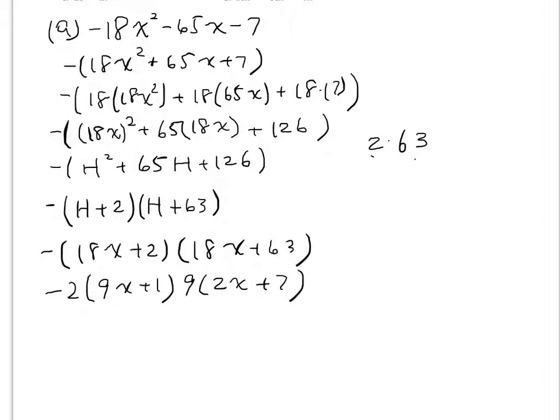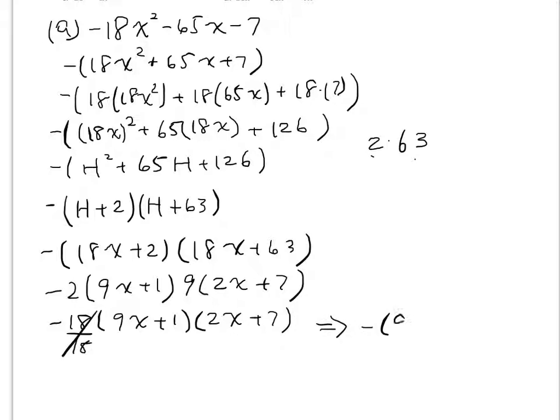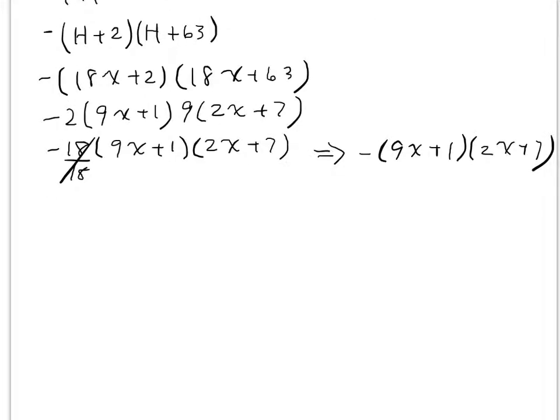Now if you look at this, right here, we have 2 and 9. So that's actually 18, which we multiplied at first. So at the end we have to do the opposite to neutralize. So we're going to divide by 18. So that's gone. Therefore the answer will be negative 9x plus 1 and 2x plus 7. Apply that idea for other problems.